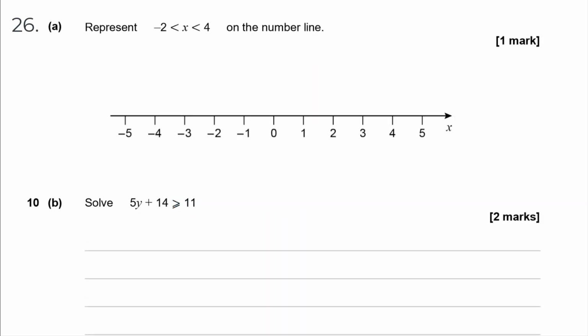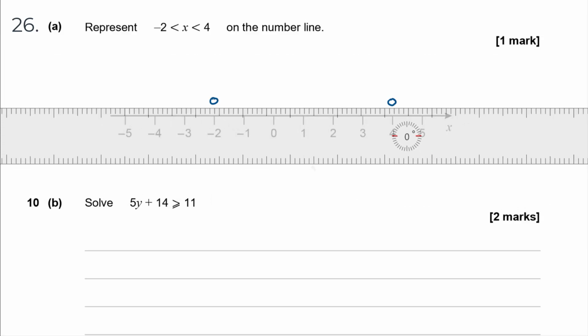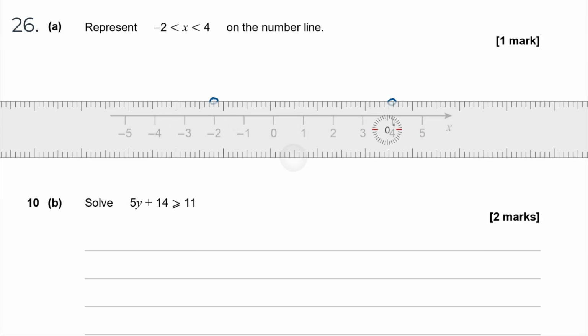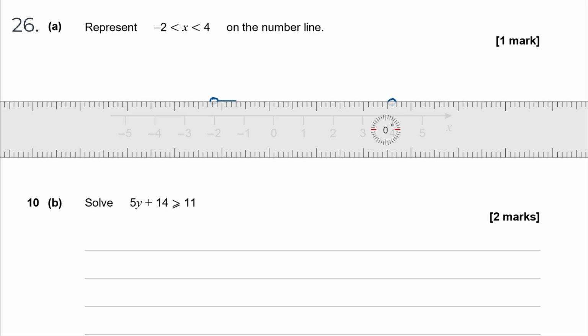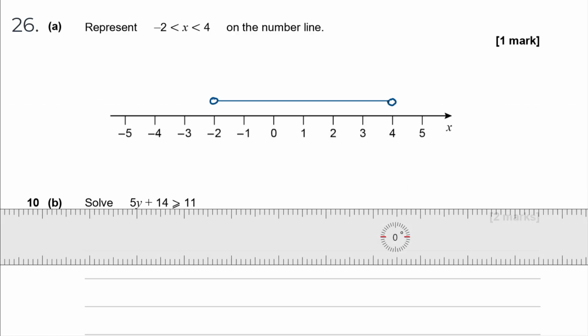Represent -2 is less than x, which is less than 4 on the number line. Okay, now we can do this by drawing two circles at -2 and 4. I'm going to draw a circle here, and I'm going to draw a circle up here. Now these need to be open circles because the values themselves are not part of the range of possible answers. Okay, and then we're going to join them up with a straight line. So x can be any number between those 2 points, but it can't actually be the endpoints. That's why we don't fill them in.